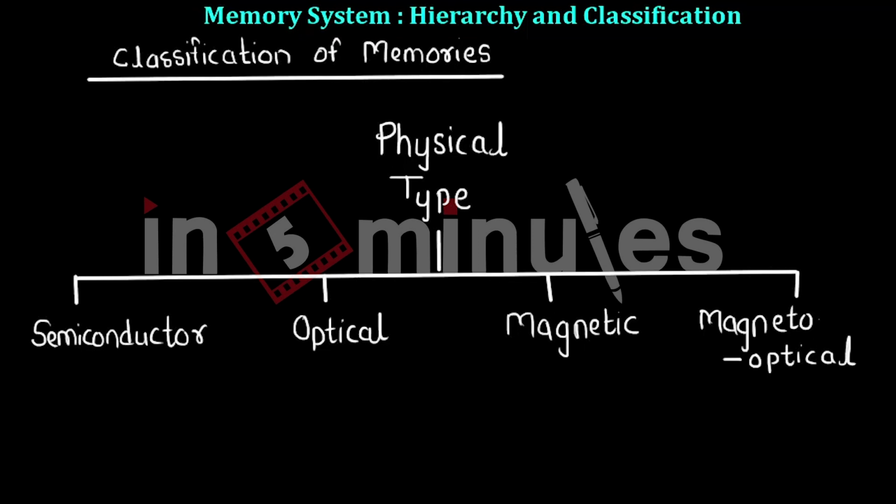The magnetic memories, magnetic properties of the materials are used to store the data. Example, magnetic hard disk drive. Then there is another type which combines both physical types, that is magnetic and optical. So basically, this is the classification of memories based on their physical properties or physical material used.